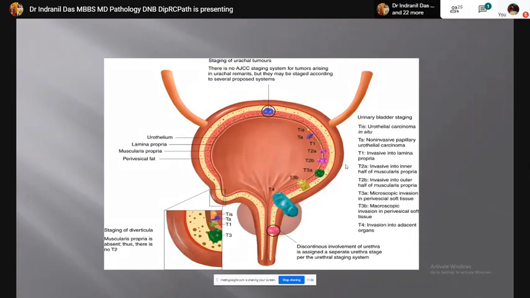If it is superficial muscularis propria, then it will be T2a, and if it is deep muscularis propria, then it will be T2b. If perivesical soft tissue involvement is present, then it will be staged as T3a. And if the perivesical soft tissue invasion is macroscopically evident, then it will be staged as T3b. T4 stage is given if the tumor invades the adjacent organs.